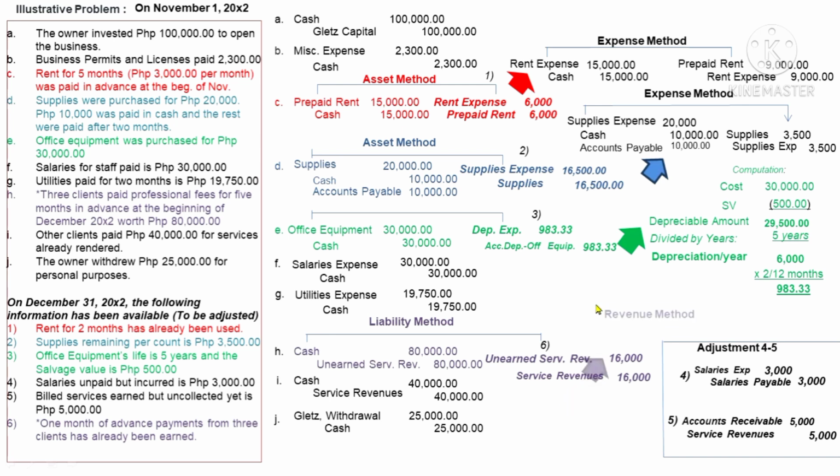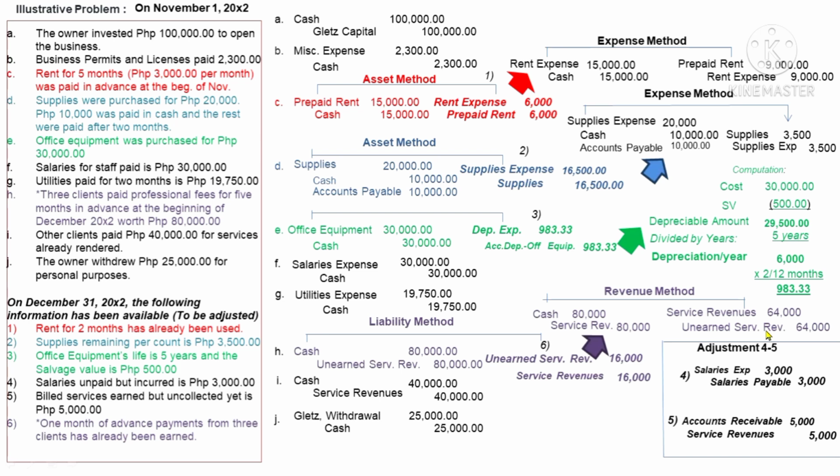But if we use the revenue method, we're still going to debit cash 80,000 but credit instead the service revenues of 80,000. And on the adjustments, we should focus on the unearned portion, which is 4 out of 5 months, or in money terms 64,000, or 4 months times 16,000 per month. So you need to debit service revenues of 64,000 and credit unearned service revenues of 64,000. So that's it for adjustments.